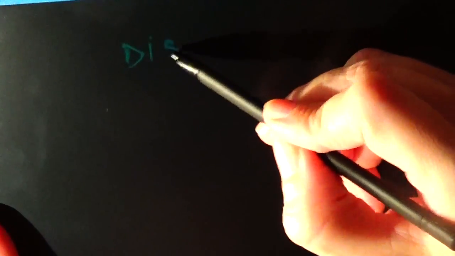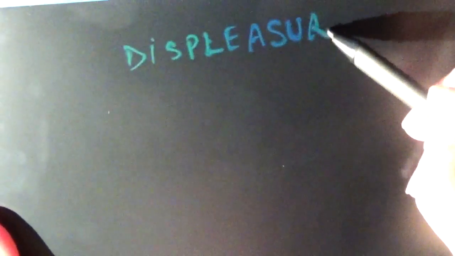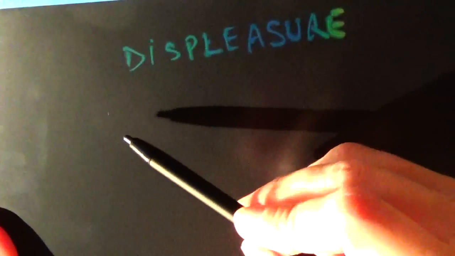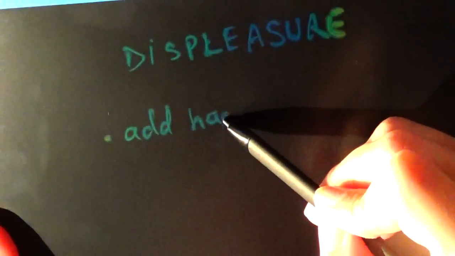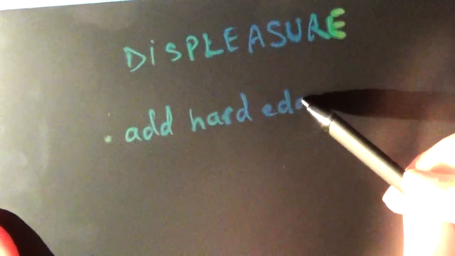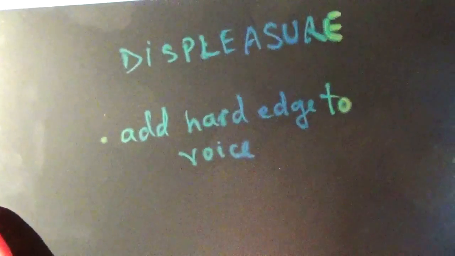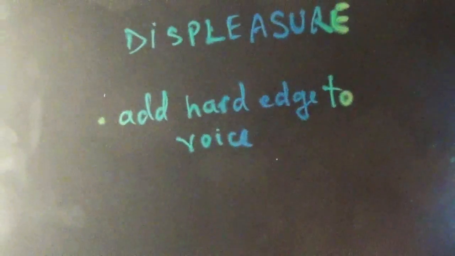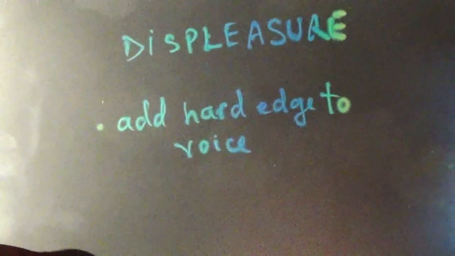If you want to show displeasure with the behavior of a cat, then you can instead add a hard edge to your voice. The cat will feel the displeasure in your voice and will avoid the behavior.